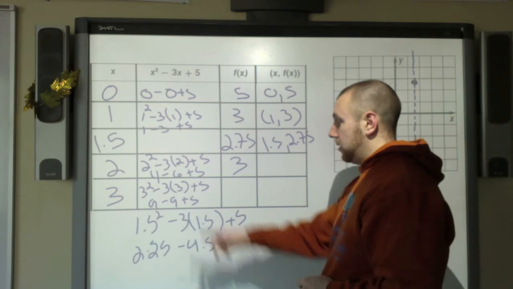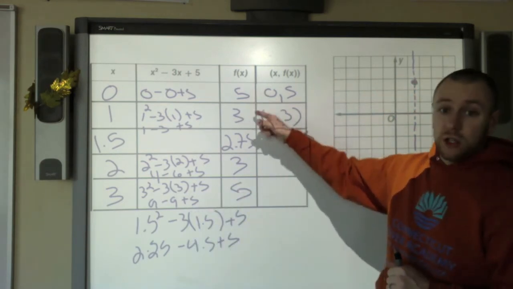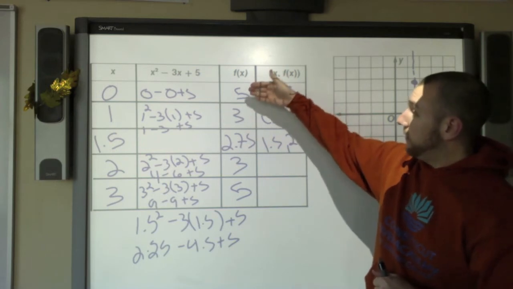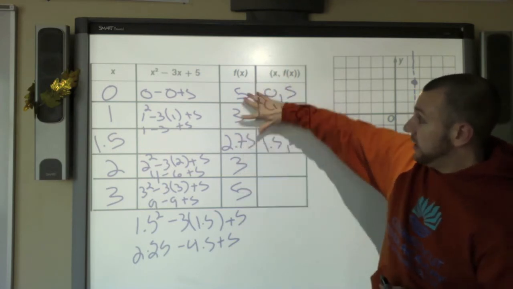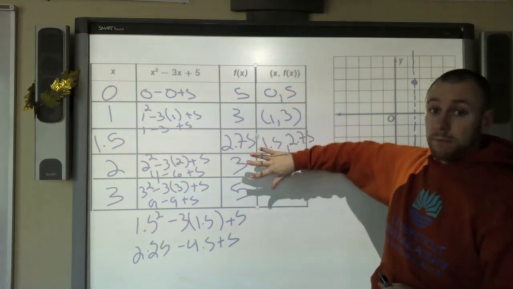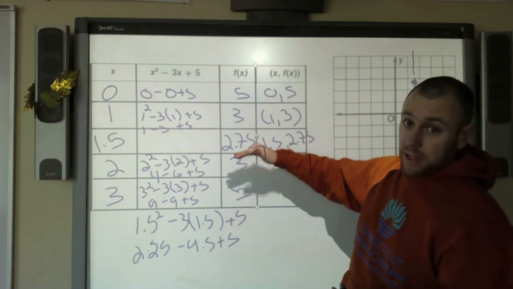Do you see that if I choose the right points, it goes 5, 3, 2.75, that was a hard one, then 3, 5. These two numbers repeat. And it will repeat all the time if my vertex is in the middle. It makes my work so much easier. Now I just plot them.